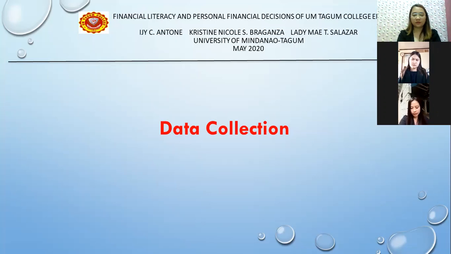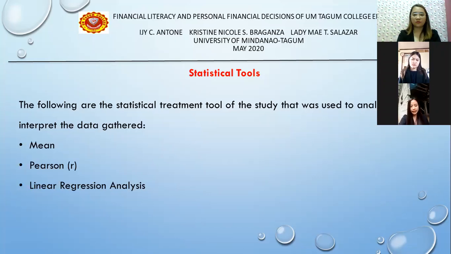Then next is statistical tools. The statistical tools that were used for data analysis and interpretation are the following. First is mean, second is Pearson, and lastly, linear regression analysis. So we need mean because our research objective number 1 is to determine the levels of financial literacy and personal financial decisions of UMTC employees. Therefore, we need this in order for us to determine the level of it.